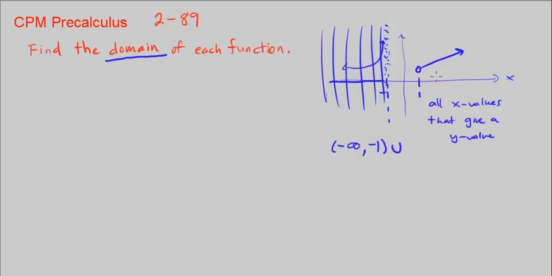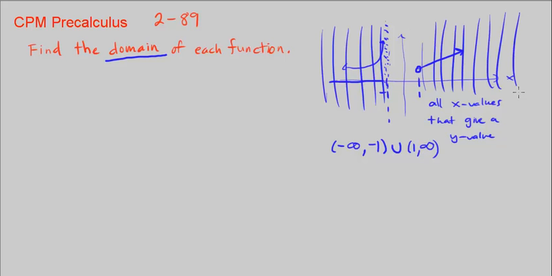And then it's going to start again at 1, but not include 1 because it's an open circle, and go to the right to infinity. Because vertical lines would hit the graph, yes, these all have a y value. So the only x values that don't are between -1 and +1. Okay, so that's looking at it graphically. So we know how to do that.